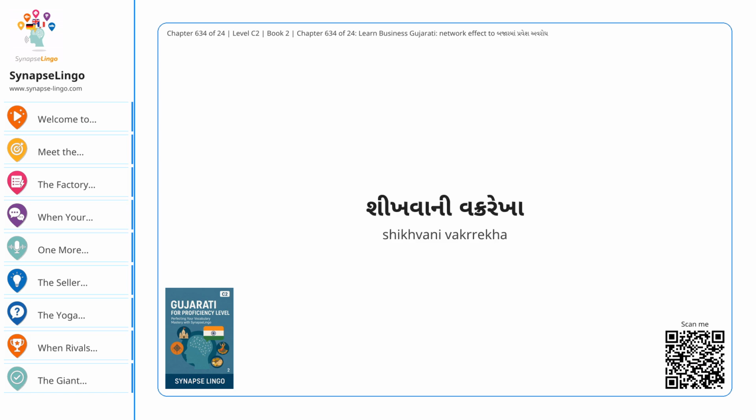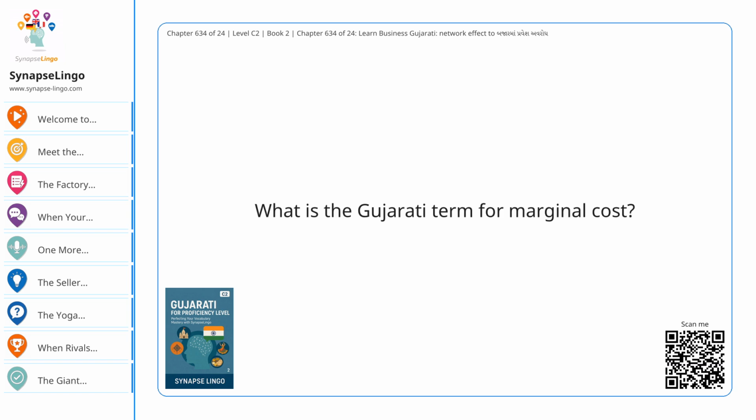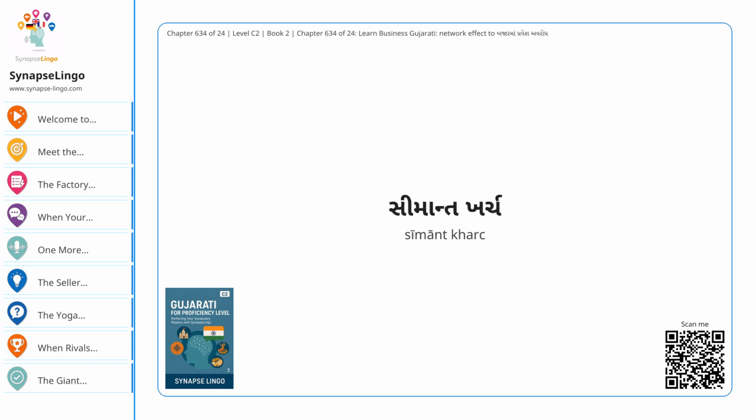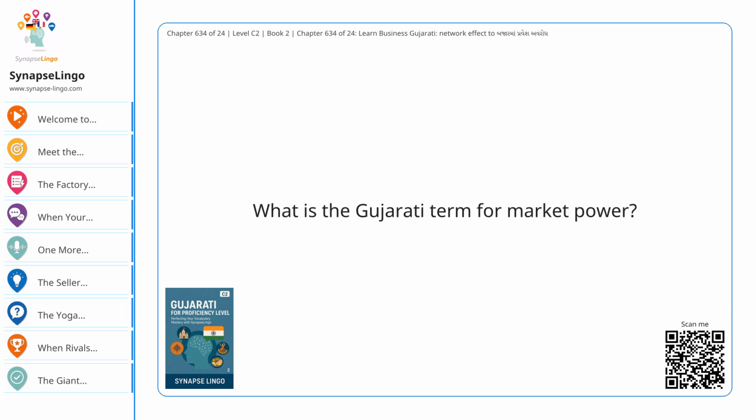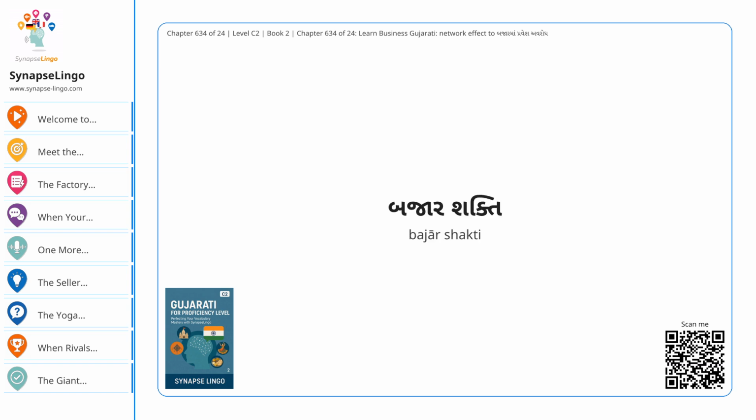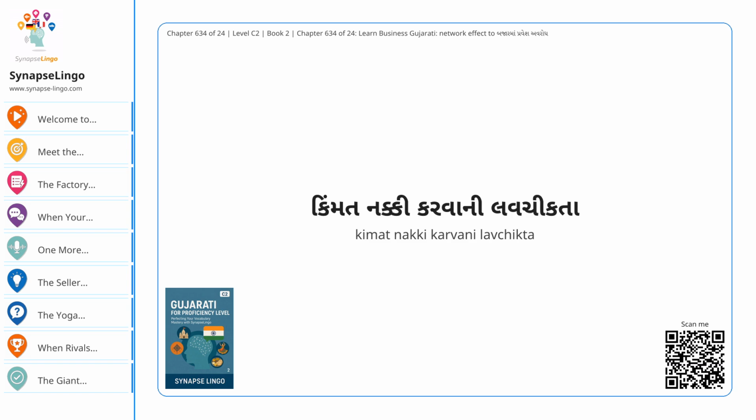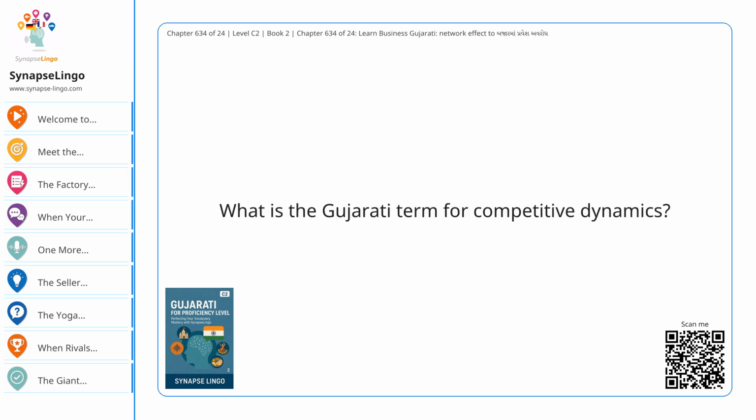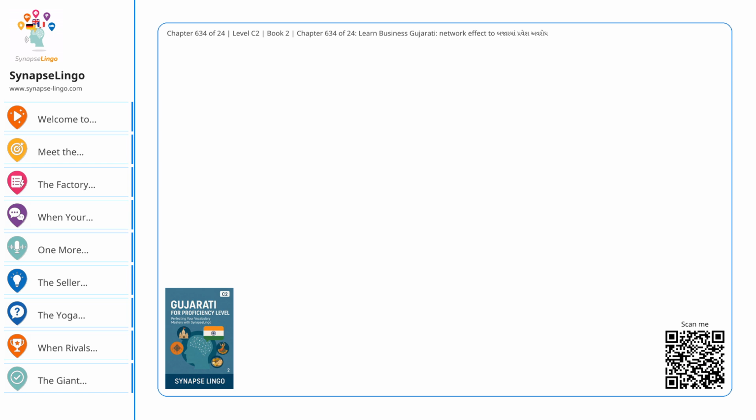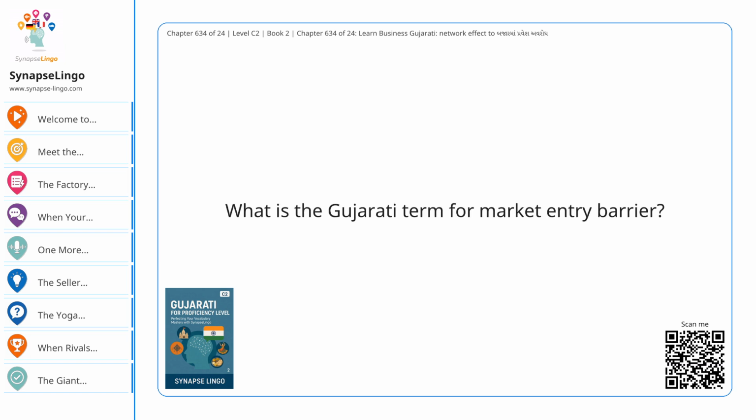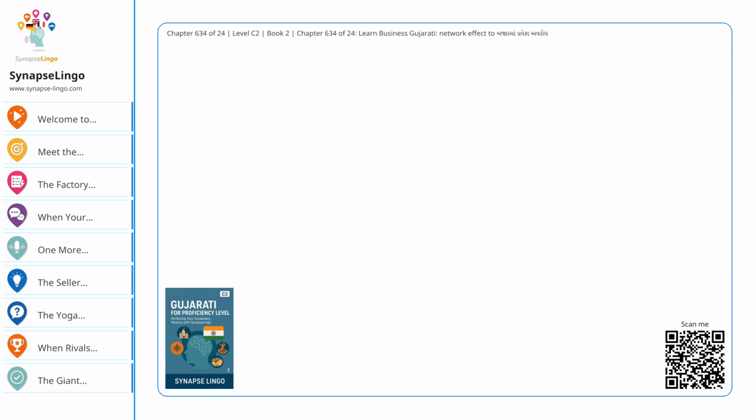What is the Gujarati term for marginal cost? સીમાંત ખર્ચ. What is the Gujarati term for market power? બજાર શક્તિ. What is the Gujarati term for pricing flexibility? કિંમત નક્કી કરવાની લવચીકતા. What is the Gujarati term for competitive dynamics? સ્પર્ધાત્મક ગતિશીલતા. What is the Gujarati term for market entry barrier? બજારમાં પ્રવેશ અવરોધ.